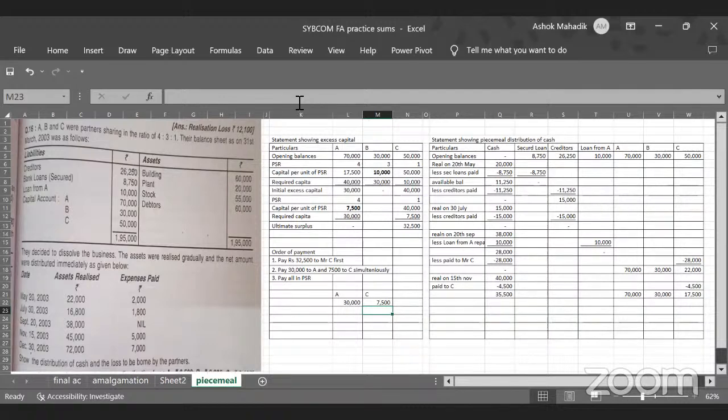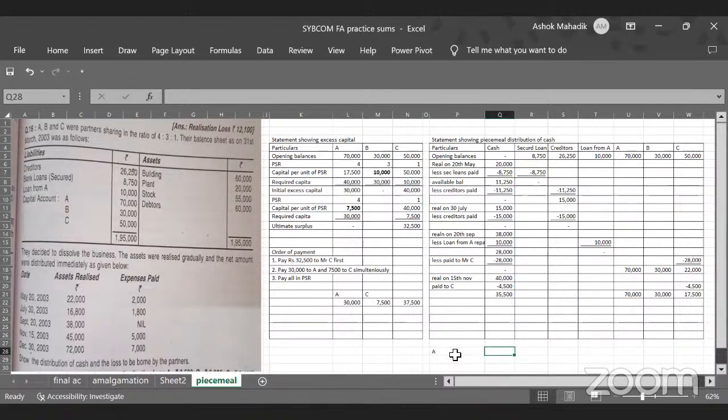So we are short of some amount, isn't it? We can't pay them in full. So what we have to do? We have to pay them in their order. What is the order? 30,000 and 7,500. We have to make a ratio out of this. I'll just do the calculation below. What is the total of these two figures? 37,500, isn't it? Now we can calculate the share to be paid to Mr. A.